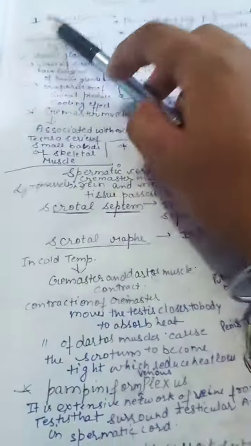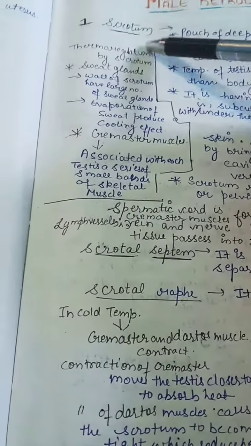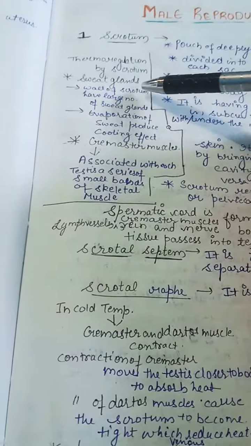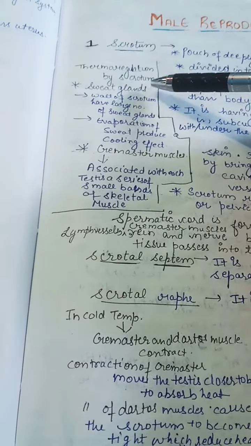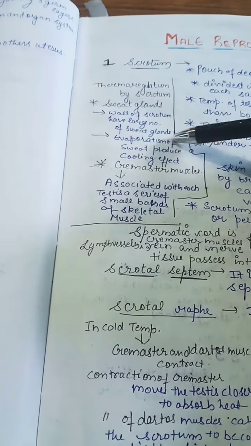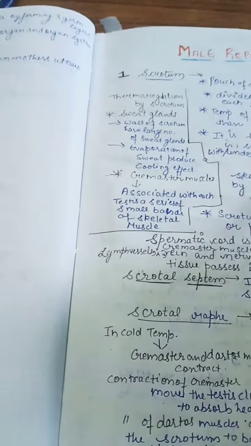Now, the scrotum's main function is thermoregulation. There are three main components that help in thermoregulation. First are the sweat glands present in the skin of the scrotum, in large numbers. Evaporation of sweat produces a cooling effect. Second are the muscles, the cremaster muscles and the dartos muscle.